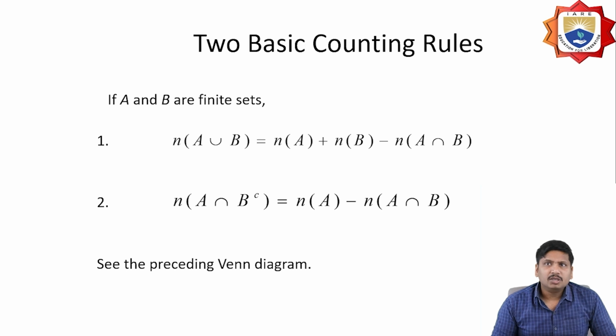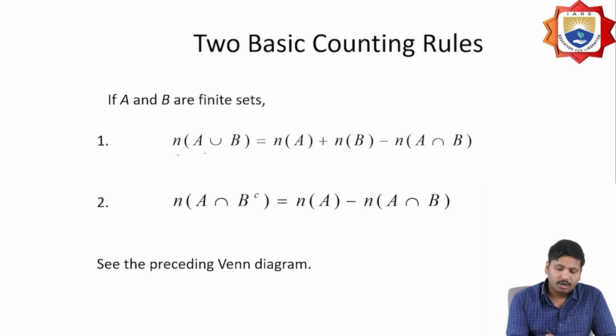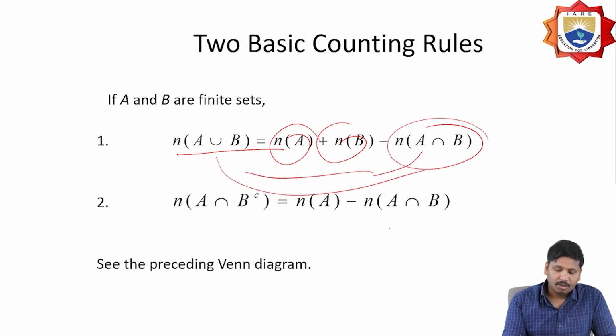So what are the basic counting principles we have to follow? n(A ∪ B) is equal to n(A) plus n(B) minus n(A ∩ B). From this also I can apply the same for three sets, n(A ∪ B ∪ C).